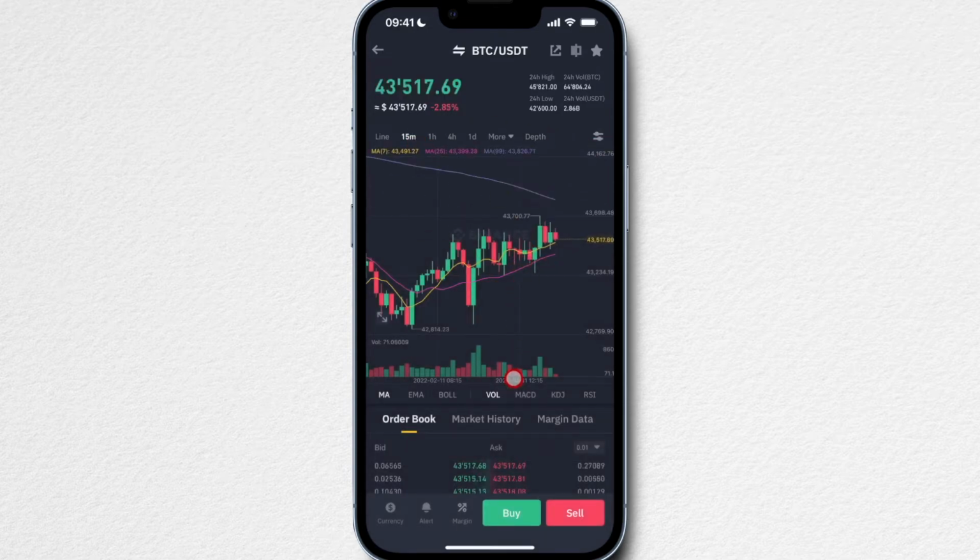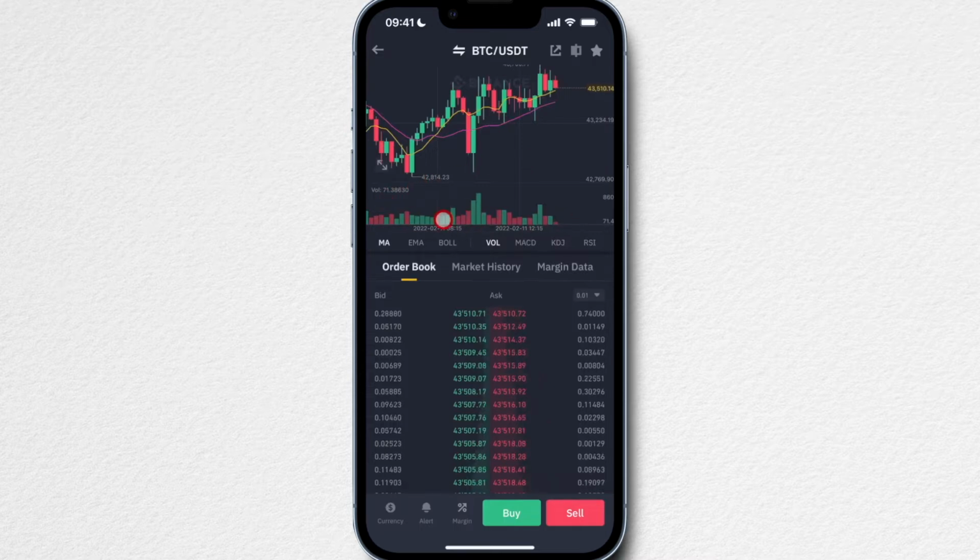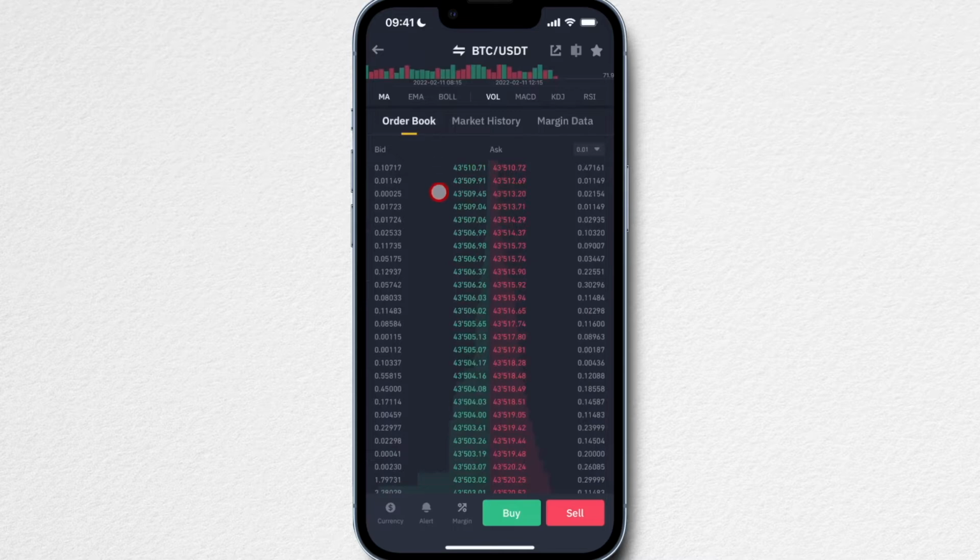And then on the bottom here, you can also see the volume, how much is traded in a specific time period. And then again, this is the order book. So this is the same thing we have seen before: people who want to buy Bitcoin for a specific price and people who want to sell Bitcoin. And obviously, as you can see, because trades are taking place, these prices change pretty much every single second.